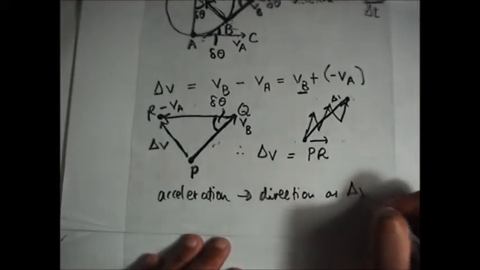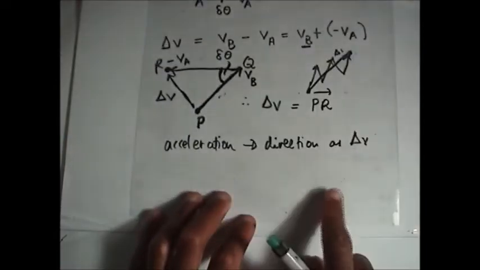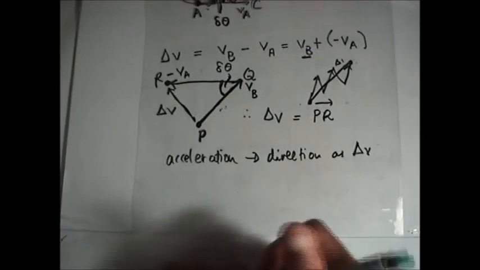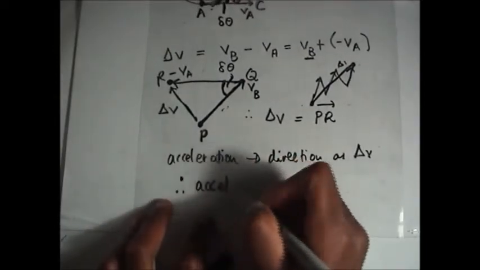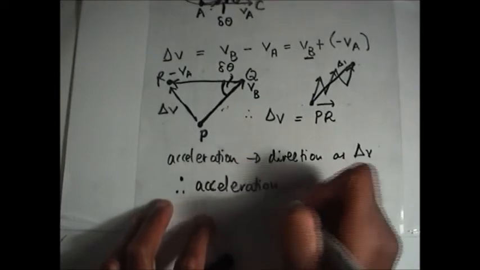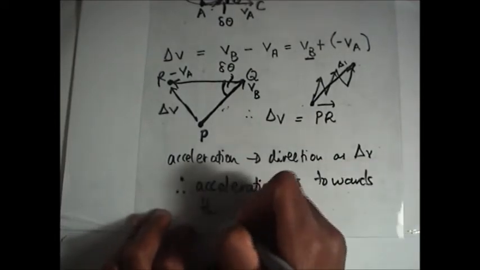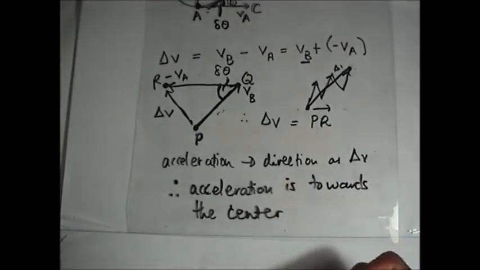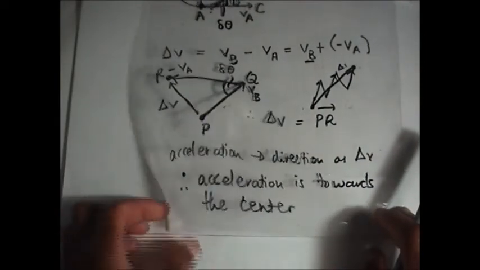Acceleration occurs in the same direction as the change of velocity. So our change of velocity is facing the center. Therefore, our acceleration is towards the center. It's always towards the center when the object is moving in a circle.